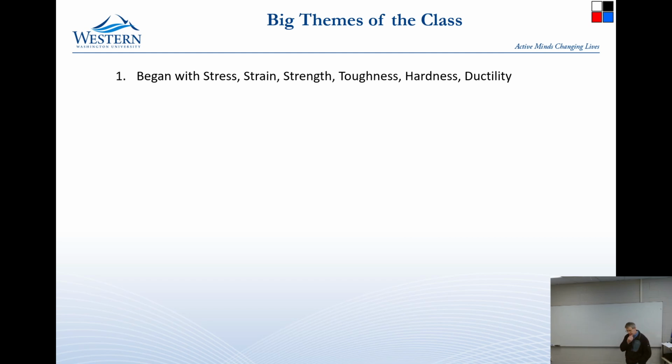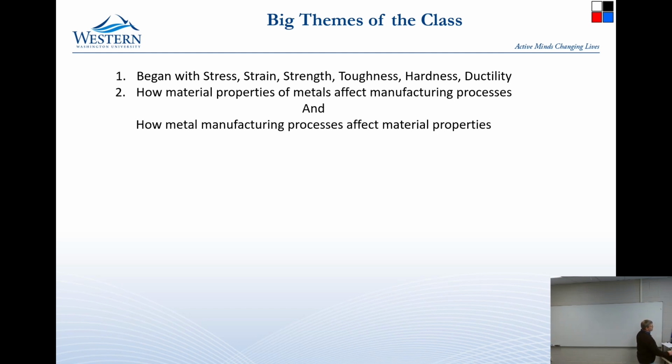Yeah, just some big themes to think through as you are thinking about things. We begin with just the material properties: stress, strain, strength, toughness, hardness, ductility. We talked about how those properties affect processes and also how the processes affect the material properties. So that's a two-way street all the time. Every material property helps determine what process is feasible to use, and every process will affect the material properties in some way.